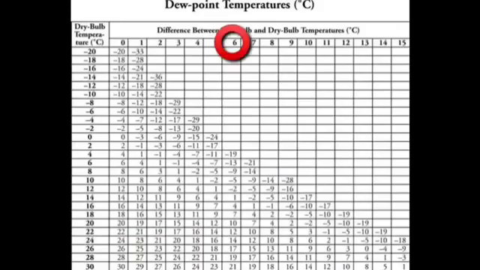So the difference is 6 and the dry bulb is 28. So the answer here is 19 degrees Celsius. So what we need to put on the dew point is of course 19 degrees Celsius.